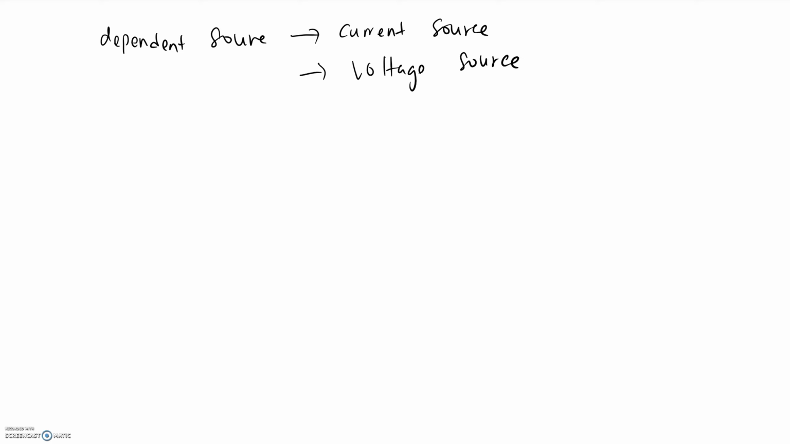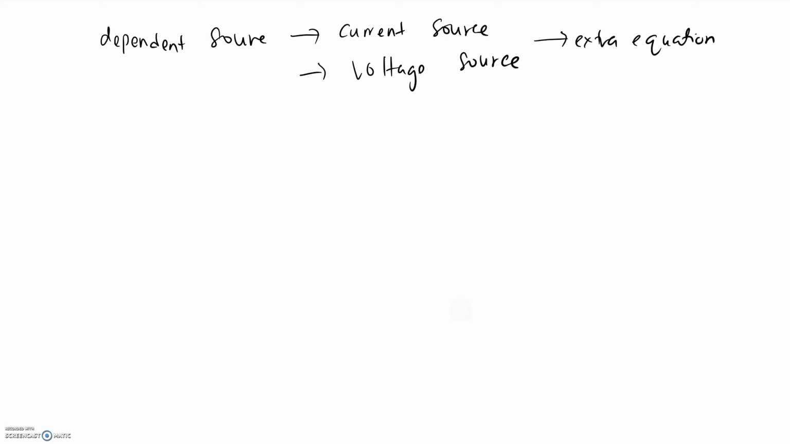Now, if your circuit consists of a dependent source, which is a current source or voltage source, there will be an extra equation. There will be an extra equation that you need to provide into the nodal equation instead of the KCL at the node.